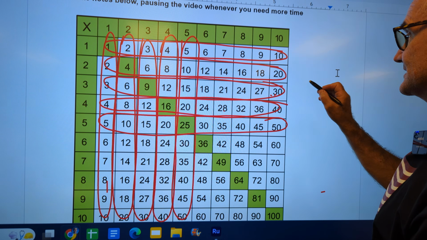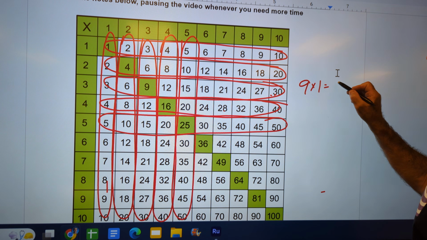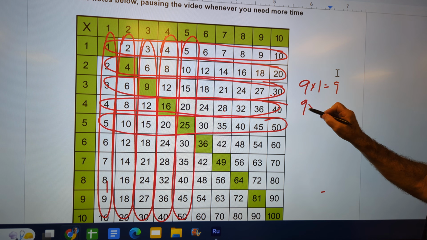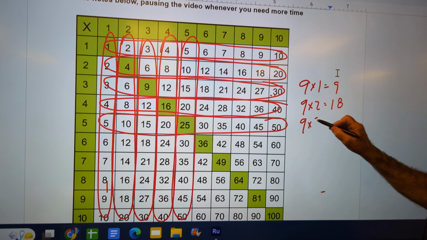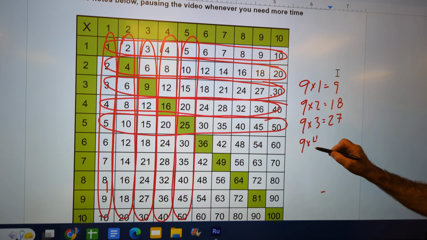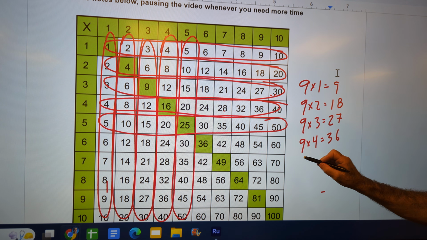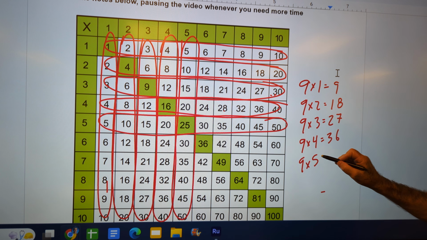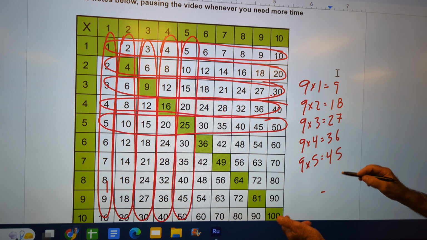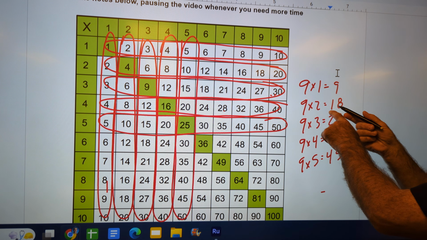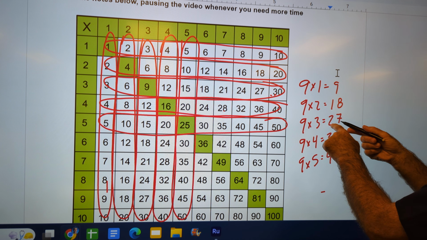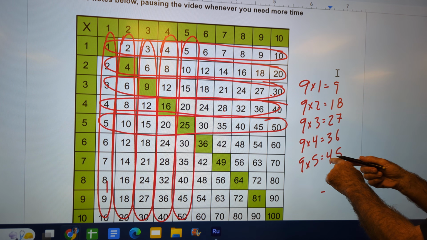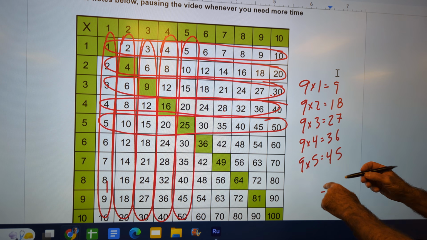Well, the cool thing about nines, if I go 9 times 1, that's equal to 9. 9 times 2, that's 18. 9 times 3 is 27. 9 times 4 is 36. 9 times 5 is 45. Here's that cool thing about the nines. You add the digits together, it's going to equal 9. So 1 plus 8 is 9. 2 plus 7 is 9. 3 plus 6 is 9. 4 plus 5 is 9.